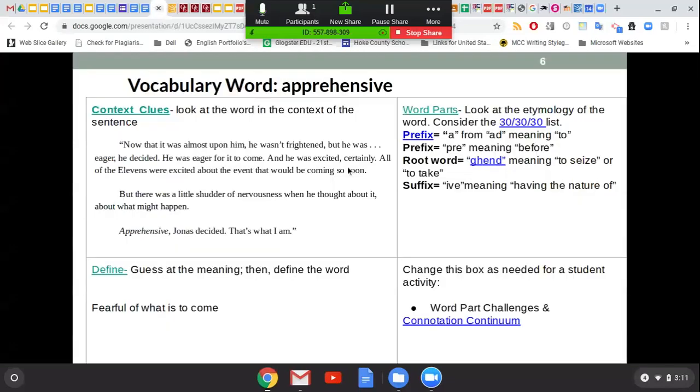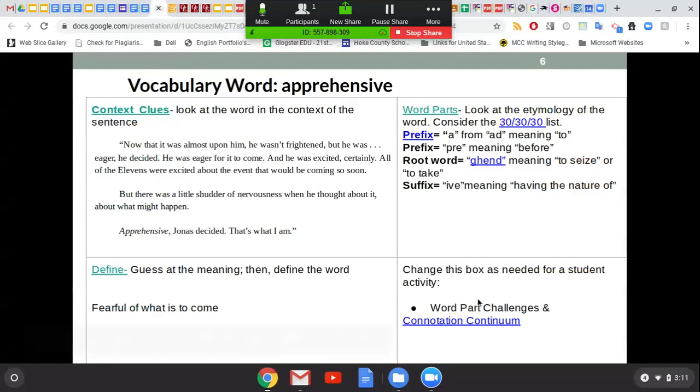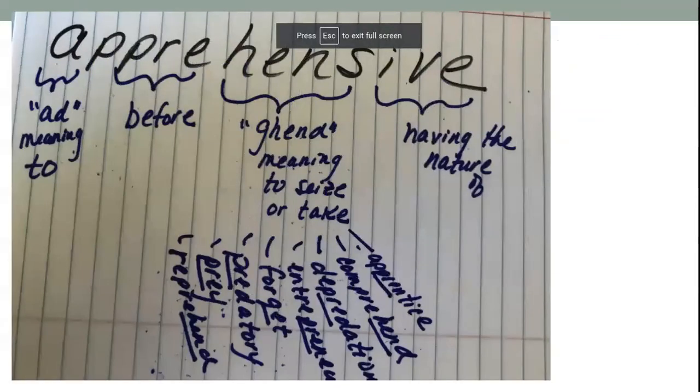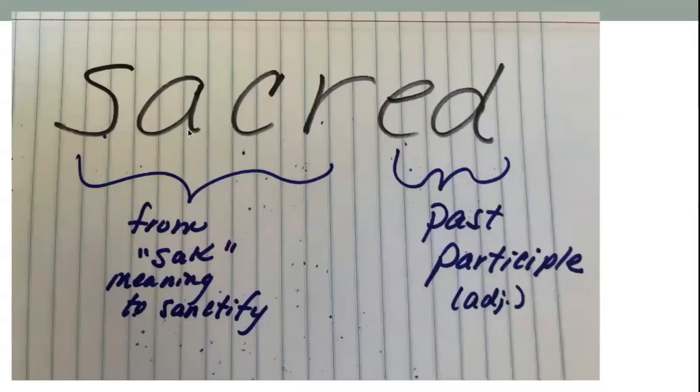Okay, so I think you're seeing, you change up what you would do with the word. Well, let me show you a word. Let me come here to sacred. Oh, I'm sorry, I forgot to put sacred up here, but this slide does have sacred on it. I'm going to fix it. And you could see sacred's word parts. There is no prefix. The root word comes from SAK, meaning to sanctify.